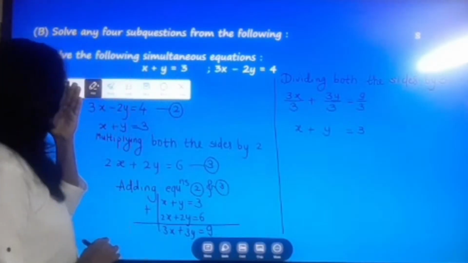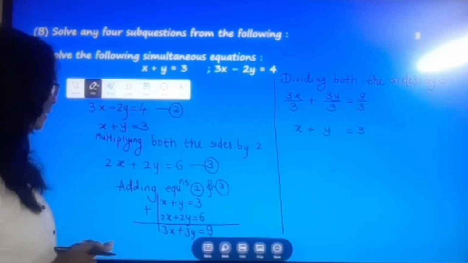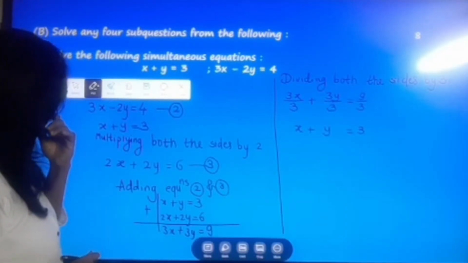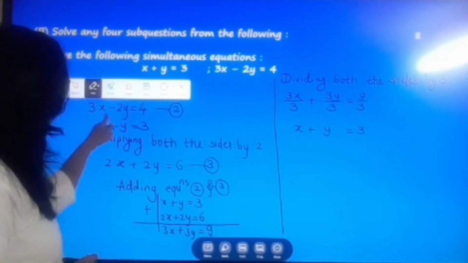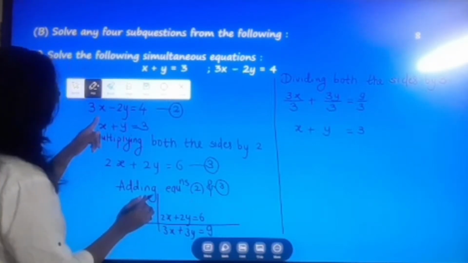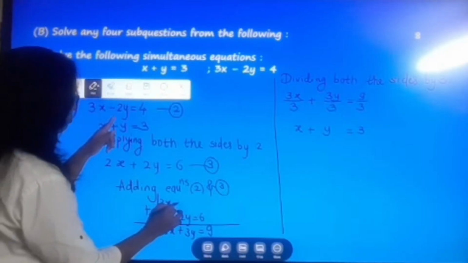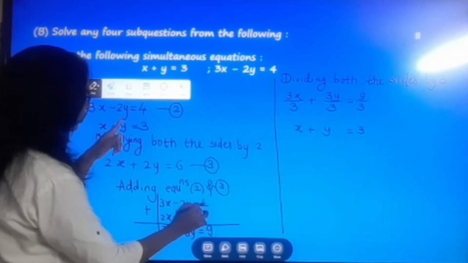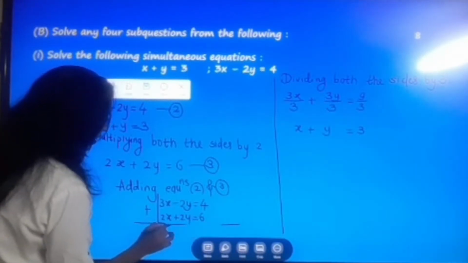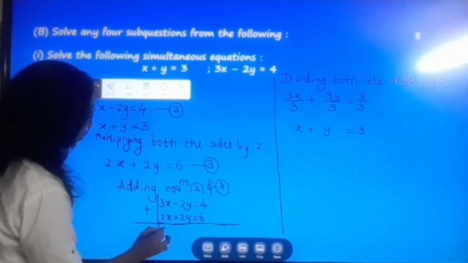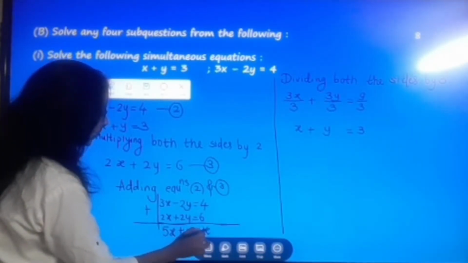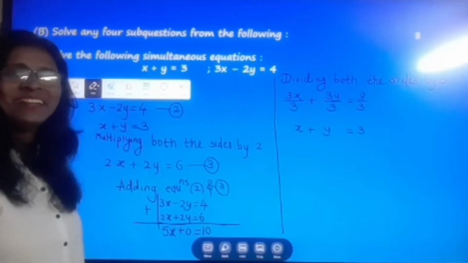Okay students, there is a mistake, I think, because I wrote down the first equation instead of the second equation. So here I write down 3x minus 2y is equal to 4. Sorry for the mistake. Then here, students, 3x plus 2x, that is equal to 5x, here the 0, and 4 plus 6, that is equal to 10. Yes students, now it will be right.